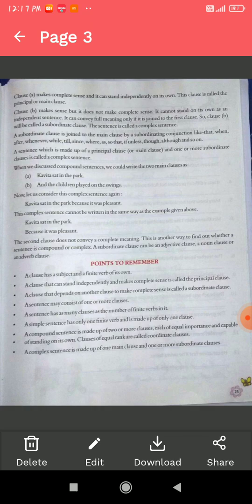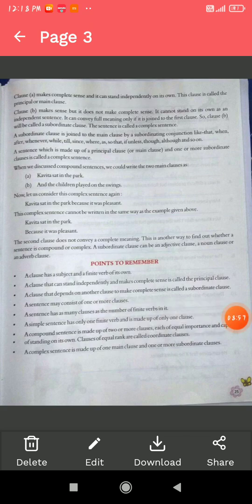Now, there are some subordinating conjunctions we can simply identify, like that, when, after, whenever, while, till, since, where, as, so that, if, unless, though, although, and so on. When we see these subordinating conjunctions in a sentence, we can identify that it is a complex sentence. The definition: a complex sentence is a sentence made up of a principal clause or main clause and one or more subordinate clauses. So that is the difference between simple, compound, and complex sentences.